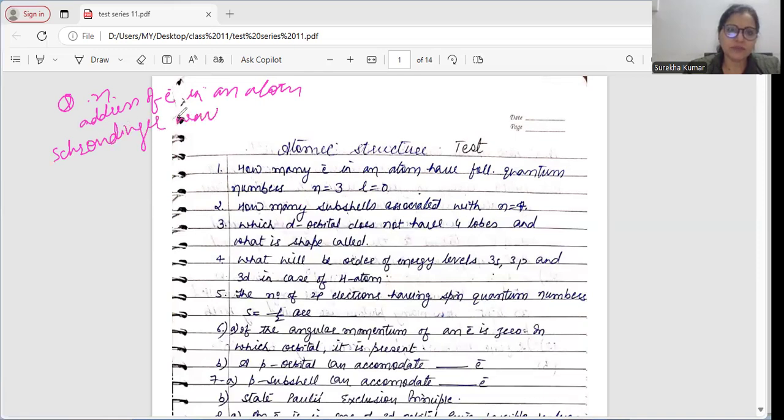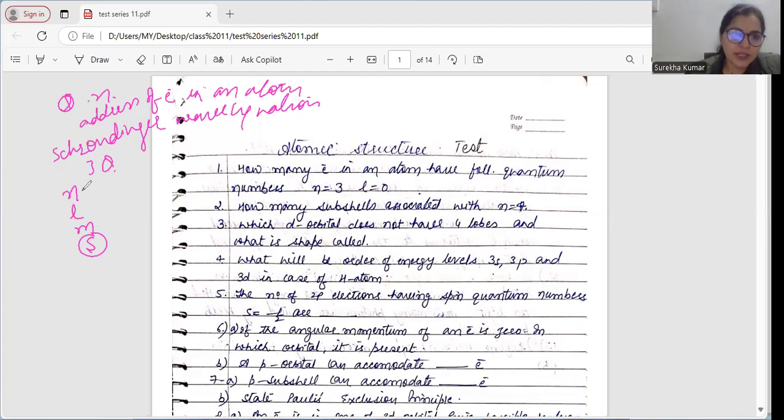wave equation. By solving this equation, we got three quantum numbers, N, L, M. And the fourth quantum number, S, basically is not obtained directly by solving its equation. It was indirect consequence of Schrödinger wave equation. Okay? This is very important question. Which of the following quantum numbers is not obtained as directly solving Schrödinger wave equation? Answer is spin quantum number.